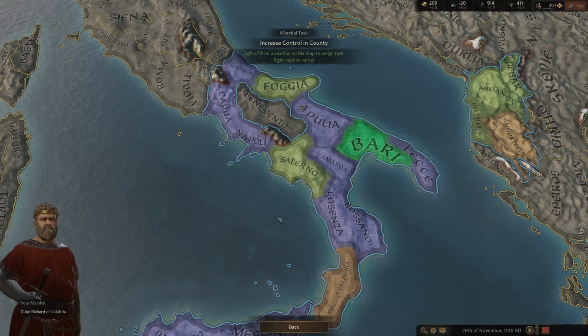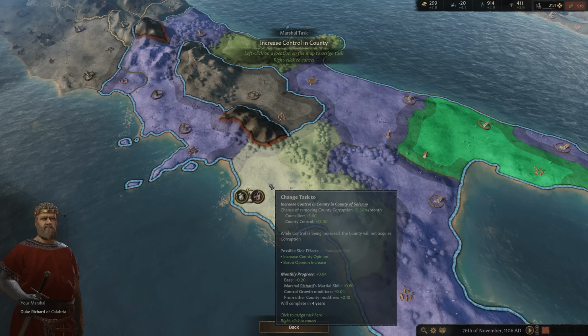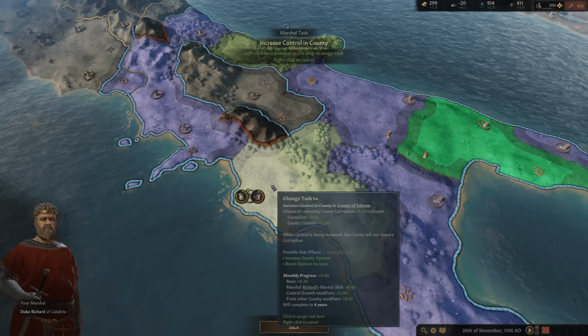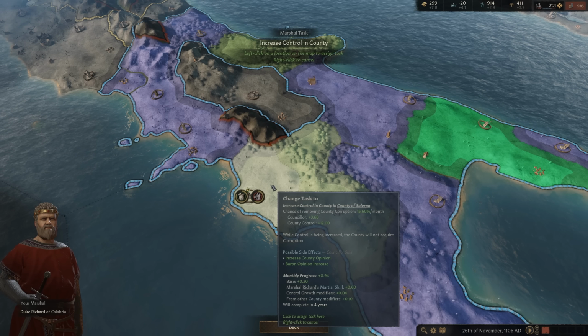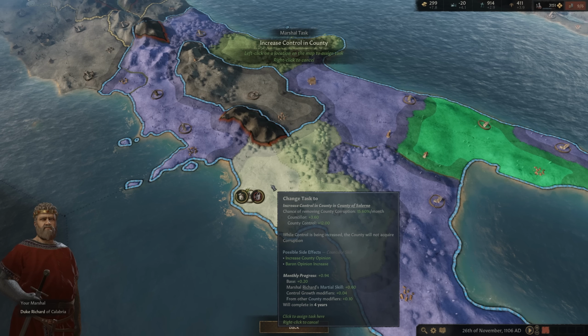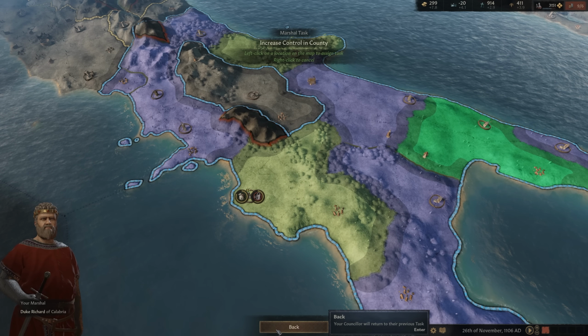And like I've said before, your personal domains net you 100% of the levy and tax production within a county, and we'll go over that real quick. But for example here, if I hover over Salerno, this is going to tell me that it's going to take 4 years to complete, and it's going to give you a monthly progress of 0.94 control every month. So using your marshal can really speed up this process, but at the same time, it's not the fastest thing in the world. So managing your control is a pretty finite thing that you have to constantly be doing.